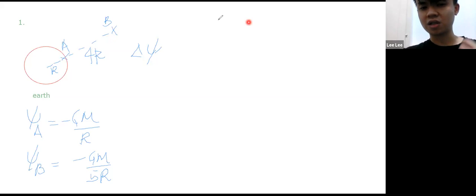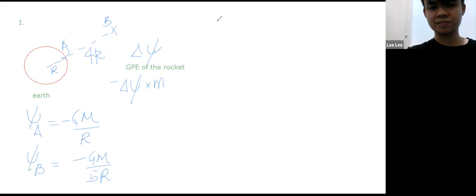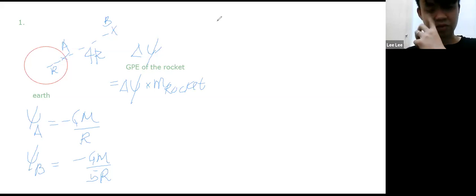To find the change, it's up to you to take A minus B or B minus A. So now let's say you have the change right here. You can use the change to count the GPE of the rocket. For example, you project a rocket. If you're going to find the GPE of the rocket, you take the change that you have calculated, then you multiply with the mass, but not the mass of Earth. You have to multiply the mass of the rocket, the one that you move. That's how you find the gravitational potential of the object at the higher level.